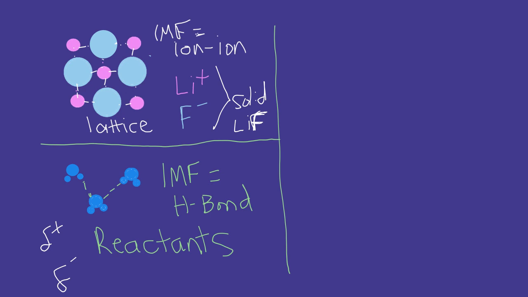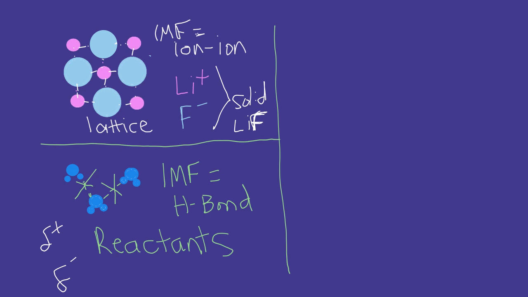This IMF would be hydrogen bonds. So when we talk about this in terms of thermochemistry, what we need to realize is what needs to get broken and what needs to get formed. In order for water to come and make new IMFs with the lattice, a lot of these water IMFs are going to have to be broken. Obviously, we don't have three waters.